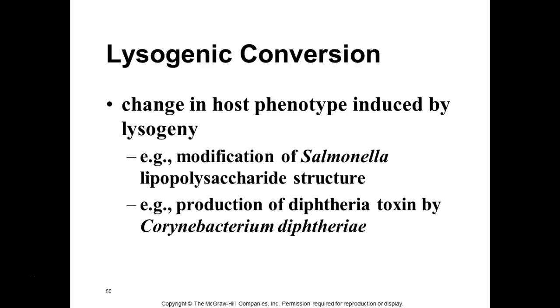So remember, these are pieces of DNA which code for stuff. They can be transcribed first into RNA and then translated into proteins. And they found that there's actually a modification in Salmonella to their lipopolysaccharide layer, that outer membrane layer, because they're infected by a prophage, by a virus.